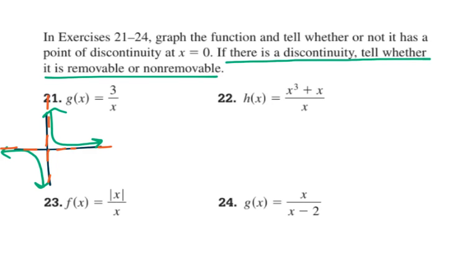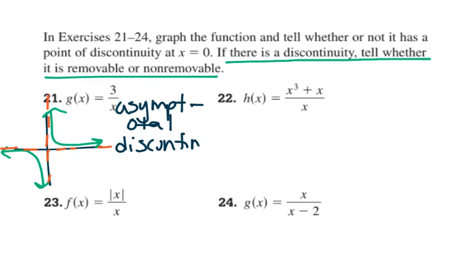So, answering some of our questions here, graph the function and tell whether or not it has a point of discontinuity at x equals 0. So if we take a look at x equals 0, there is an asymptote, and so we are discontinuous, meaning you picked up the pencil, and so it's going to be asymptotal discontinuity. So that's number 21, because an asymptote exists at the x of 0, which would be, right here.